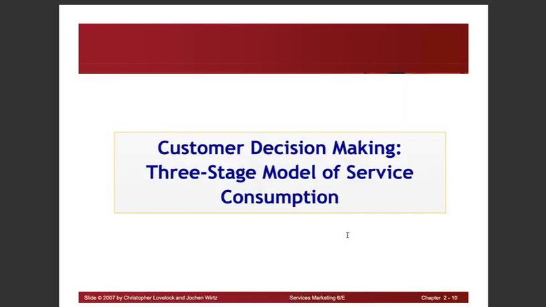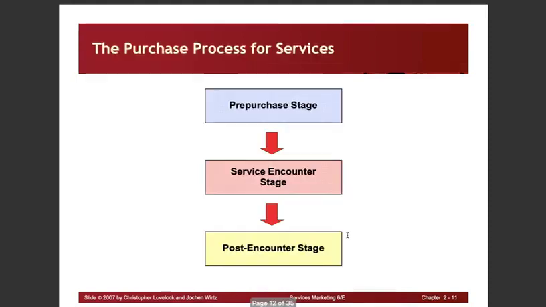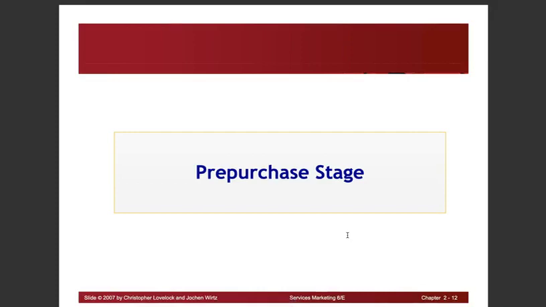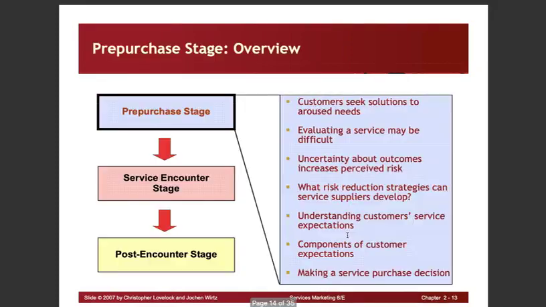Okay, now we move to the three-state model of service consumption, which I think is a new term to you guys. So the three-state model of service consumption again consists of pre-purchase, service encounter, and post-encounter. So to make it clear, we take a look one by one. Pre-purchase state, what is it?